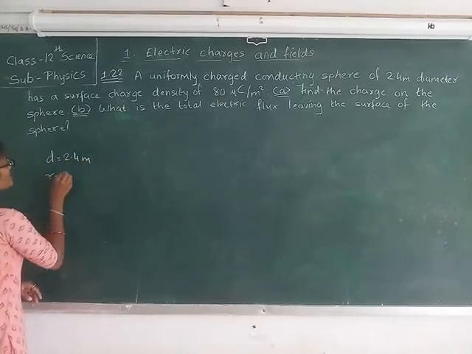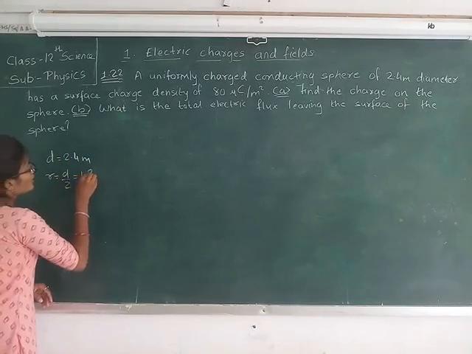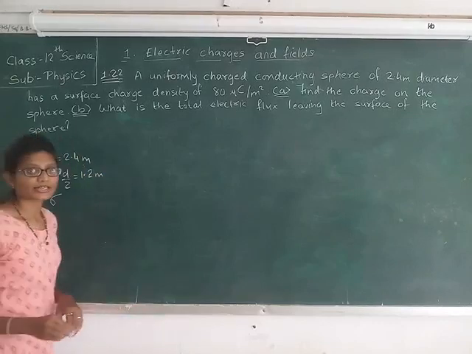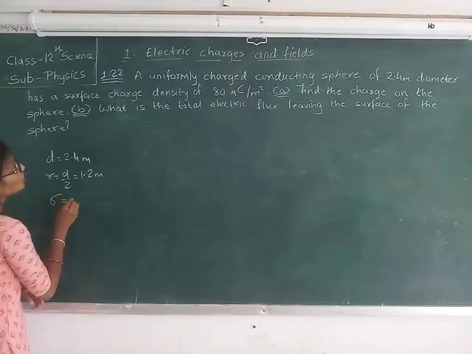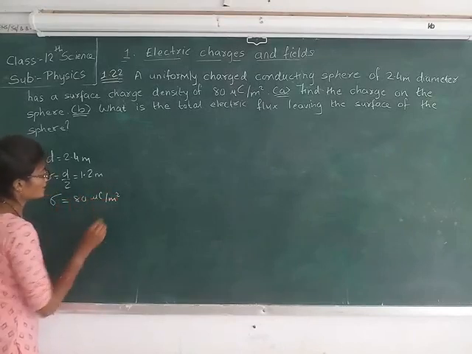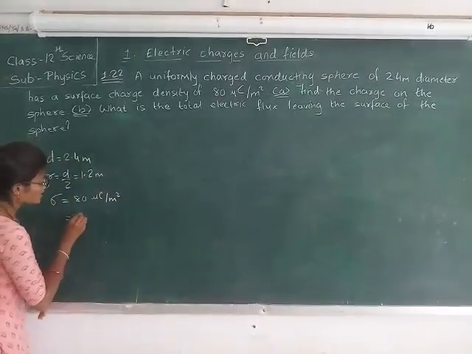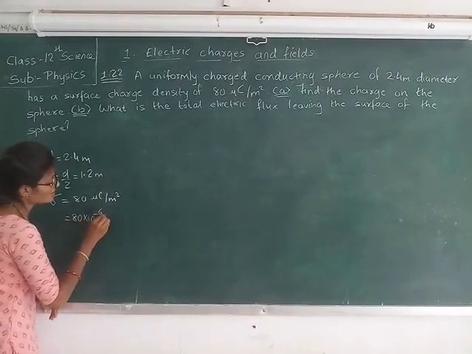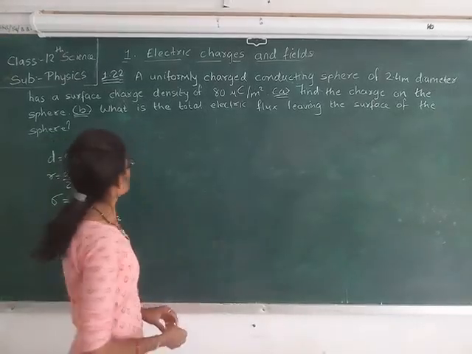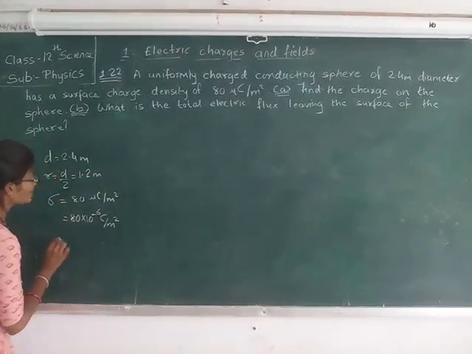So its radius is d by 2, that is 1.2 meter. And surface charge density denoted by sigma is equal to 80 microcoulomb per meter square. Now here we need to convert the microcoulomb, so it is 80 into 10 raised to minus 6 coulomb per meter square. Find the charge on the sphere. We need to find the charge deposited on the sphere.